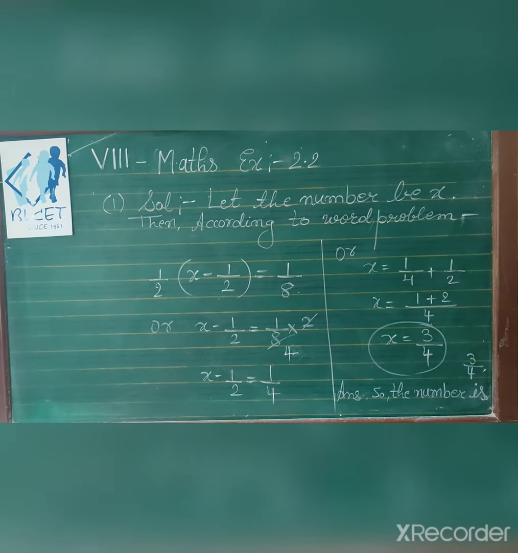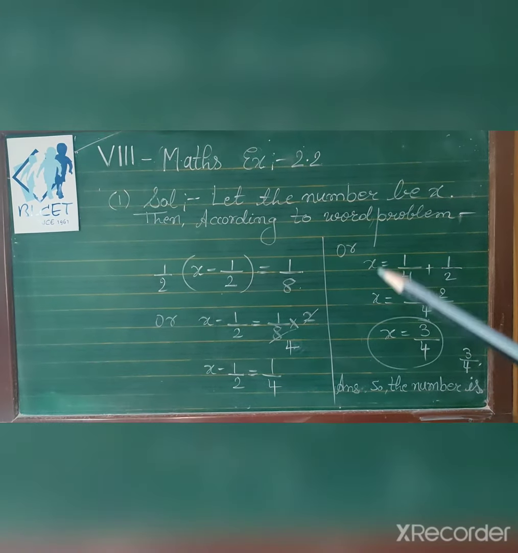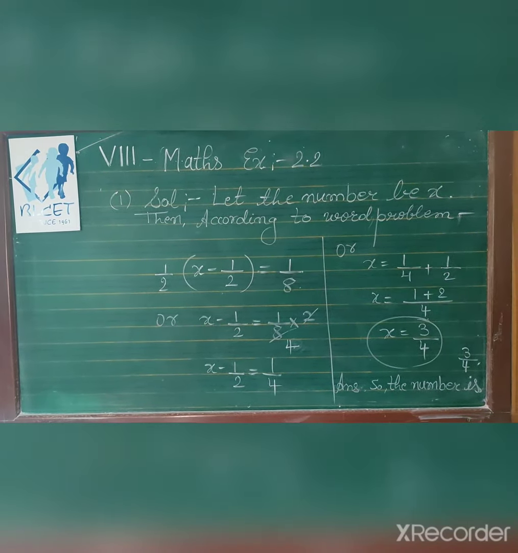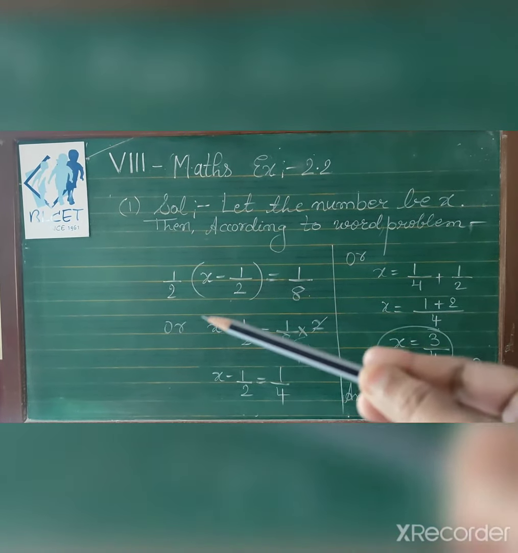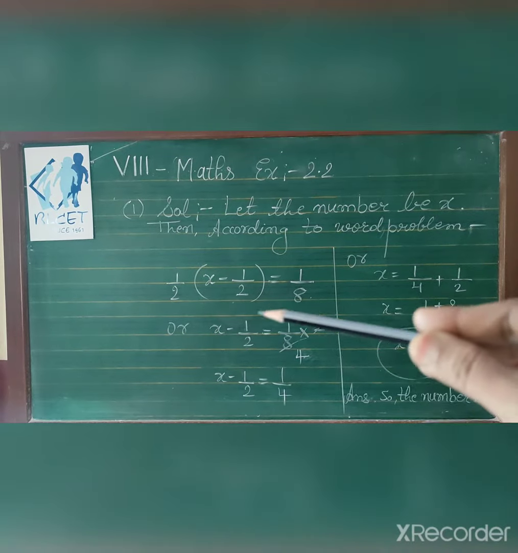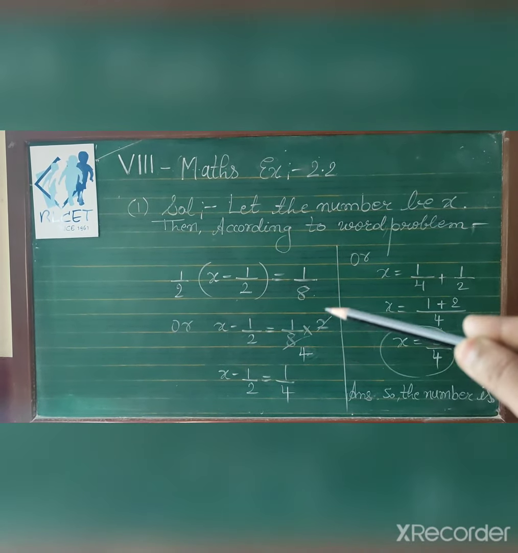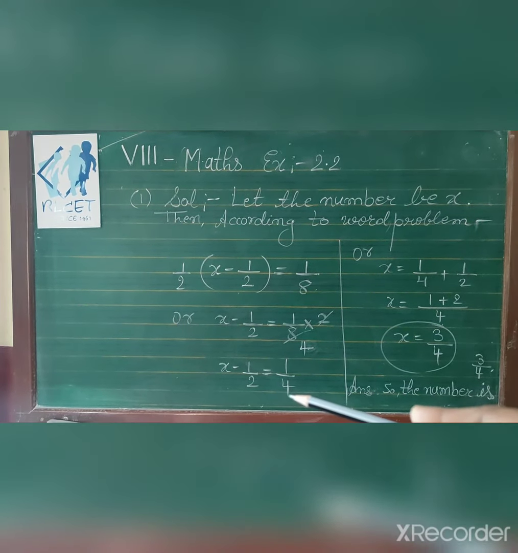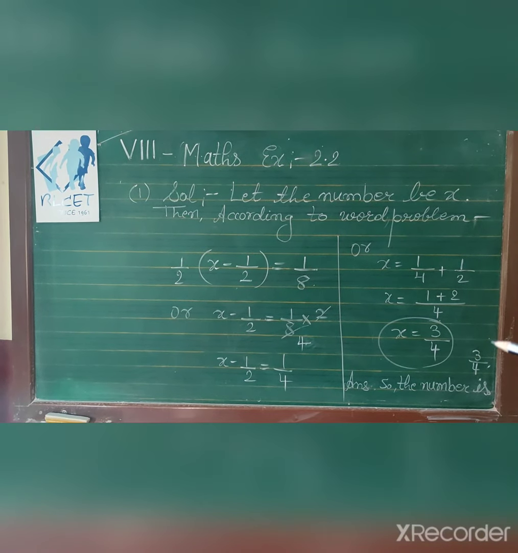Let the number be x. Then according to the word problem, from x we will subtract 1 by 2, and the left number we will multiply by 1 by 2. So the result is 1 by 8. So 2 is in the denominator. x minus 1 upon 2 is equal to 1 upon 8 multiplied by 2. x minus 1 upon 2, 2 ones are 2, 2 fours are 8. So 1 by 4. So x equal to 1 by 4 plus 1 by 2.